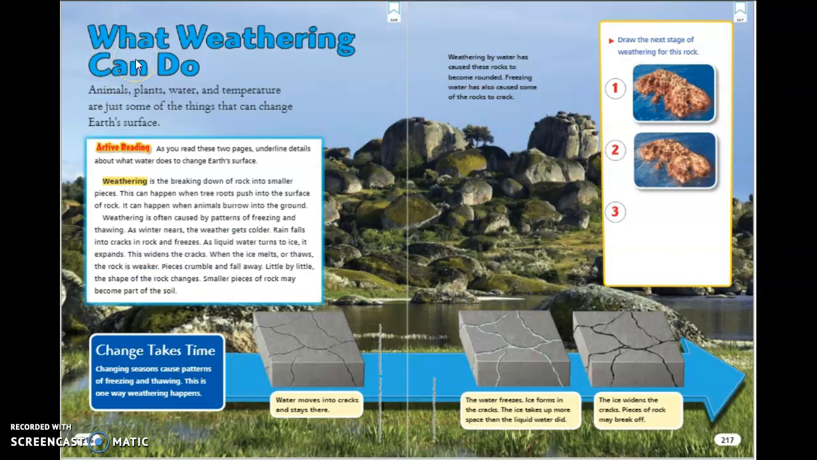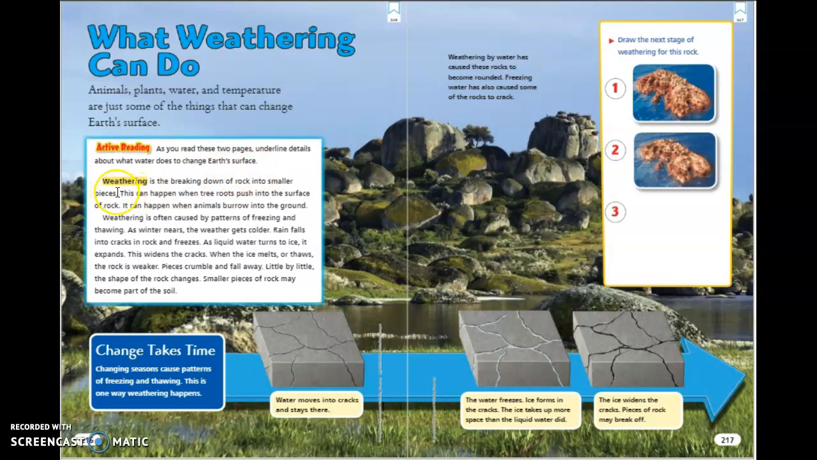Page 216, what weathering can do. Animals, plants, water, and temperature are just some of the things that can change an Earth's surface. The active reading. As you read these 2 pages, underline details about what water does to change Earth's surface.